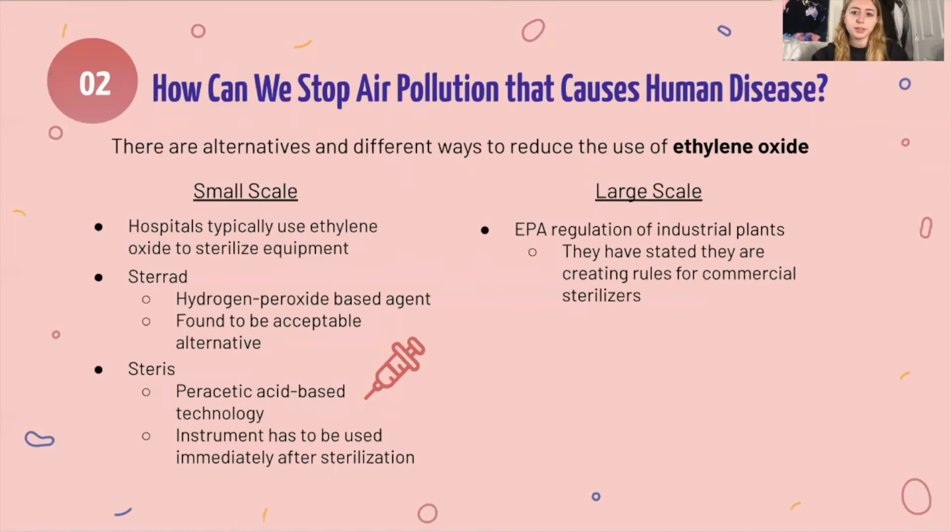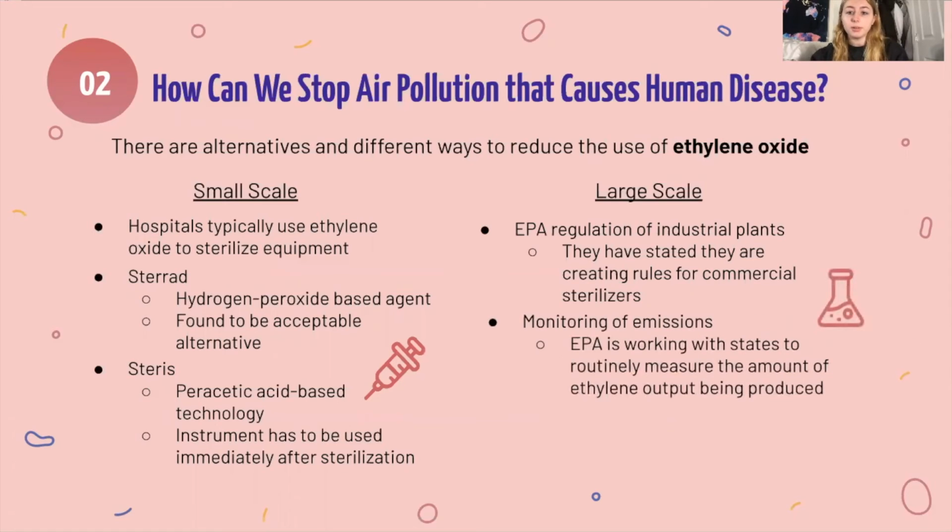On the larger scale of things, the EPA can regulate the industrial plants, and they have stated that they're creating rules for commercial sterilizers for the use of them. The EPA is also monitoring emissions, routinely checking how much ethylene oxide is being emitted into the air, and how that can lead to different diseases around those who live near industrial power plants.